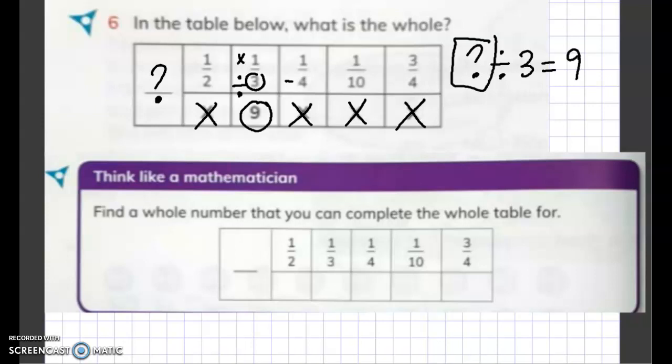So in order to get this number, we work it backwards. So you got a times. So 9 times 3 gives you a 27. So the answer is 27.